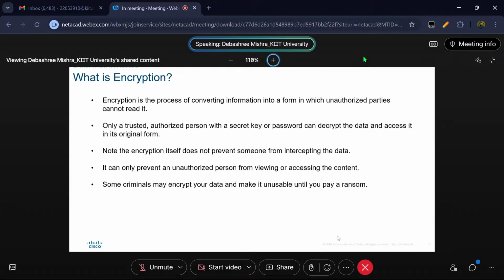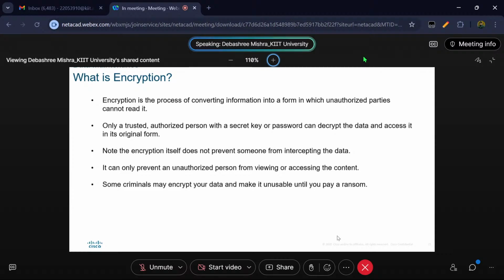It does not mean that if a third person illegally or without authorization gets the password or the secret key, they can get into your laptop, but unless they have the pass key or secret key to decrypt the data, they cannot get it into the original format where they can read it. Clear?